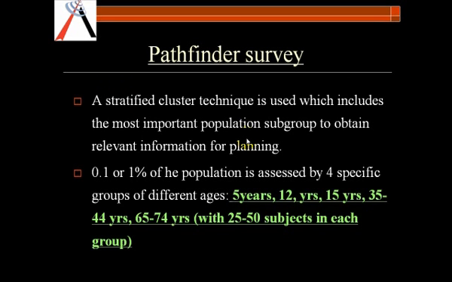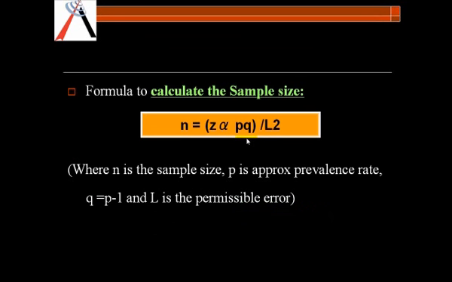Next, coming to a pathfinder survey. The name itself says it's a pathfinder survey. It is a survey wherein you use a stratified cluster technique. It's a preliminary survey which we conduct in all the subgroups of the population, so that we come to know which is the basic group we'll target in our main study. And herein, after we do this study, we also can calculate the sample size which is required for our main study.